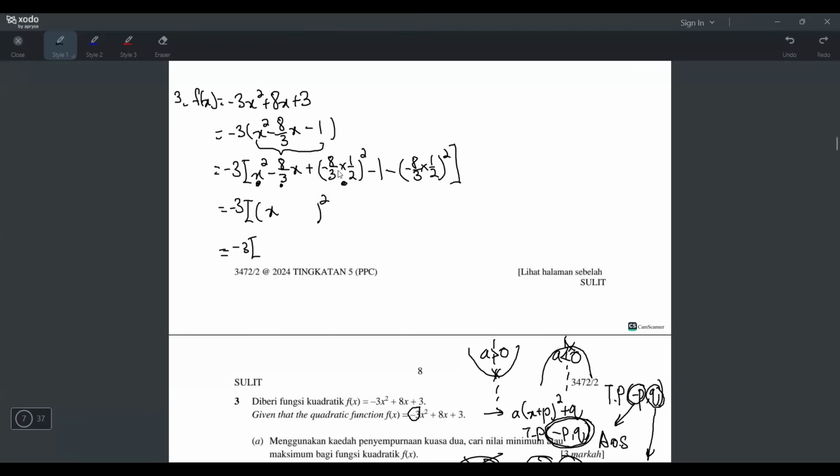For this one, you just calculate in your calculator. Negative 8 over 3 times 1 over 2. You will get negative 4 over 3. Right? And then the square, you don't need to square because you already put it outside the bracket. And then sudah siap lah.